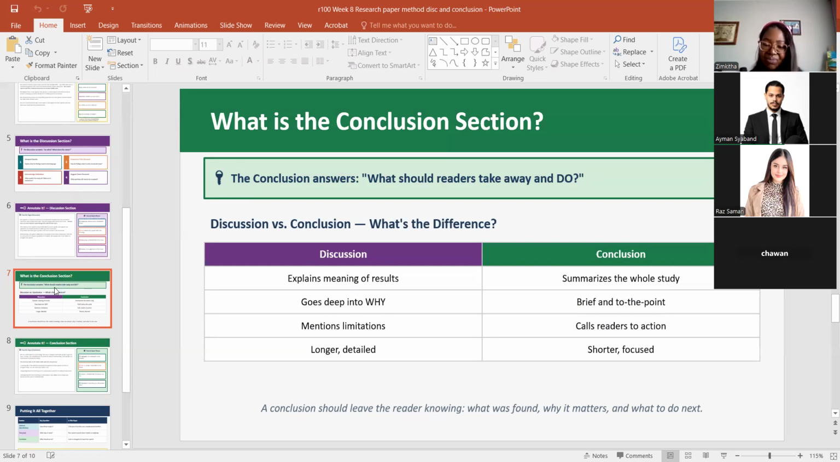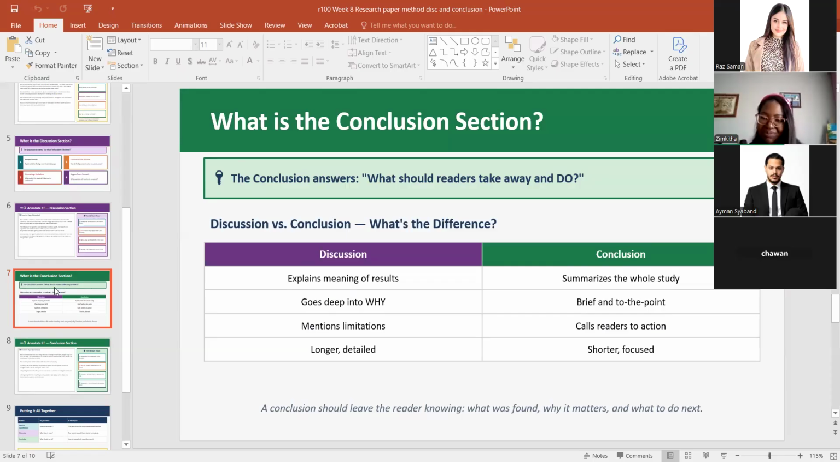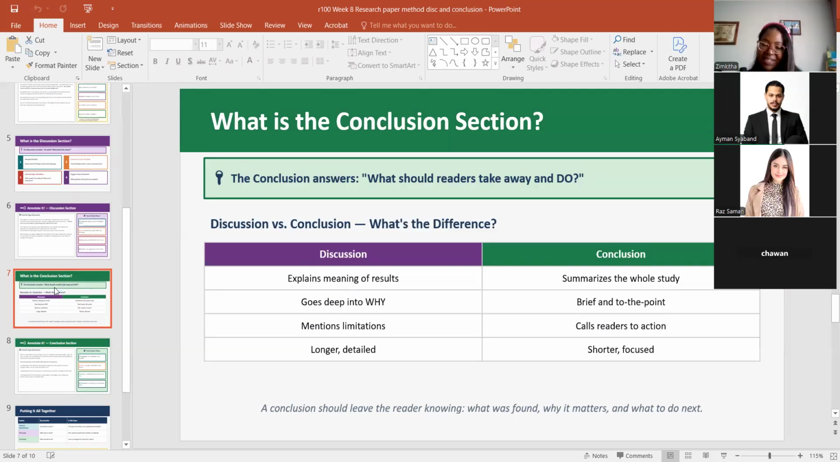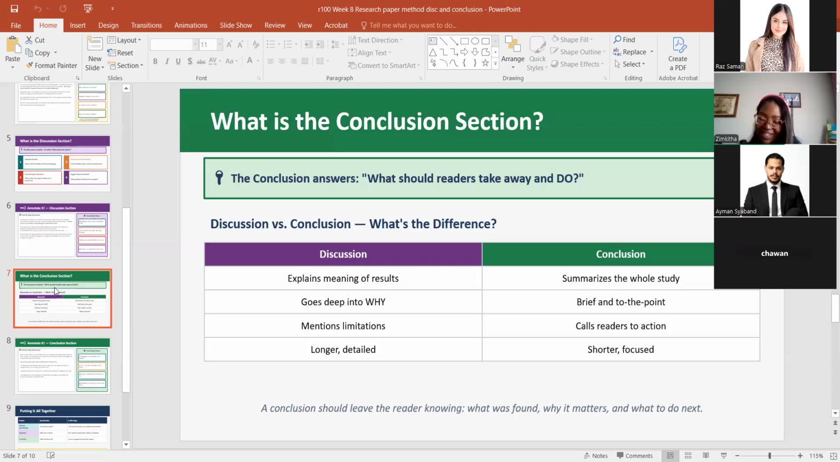Conclusion is summarizing the whole study and is about the thing that readers should do or not. Okay, call to action. Yes. Call to action, yes. All right. I think it's short, focused. Short and focused. Yes. Raz, you have your hand up?